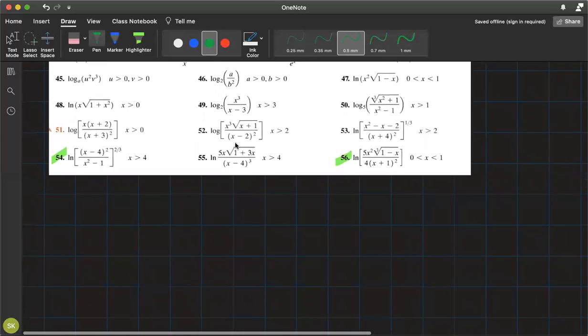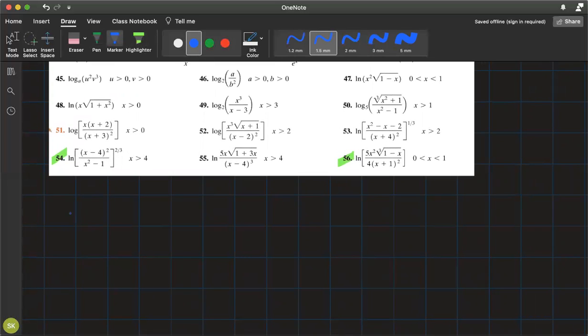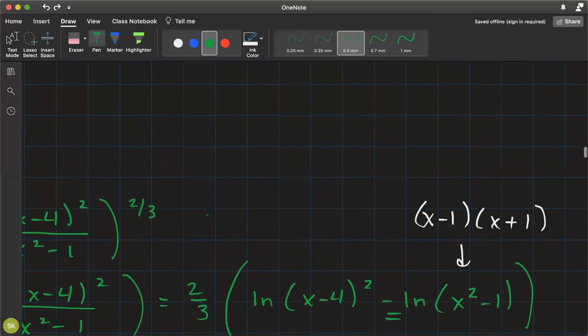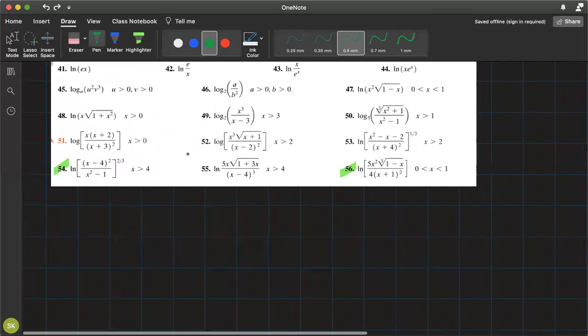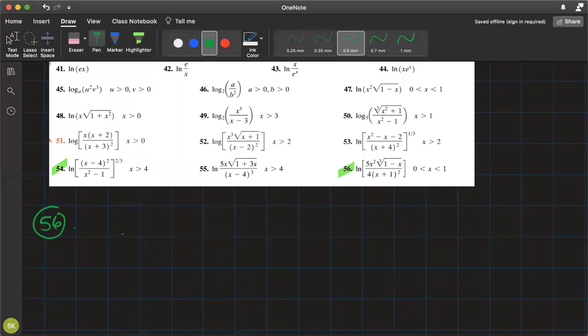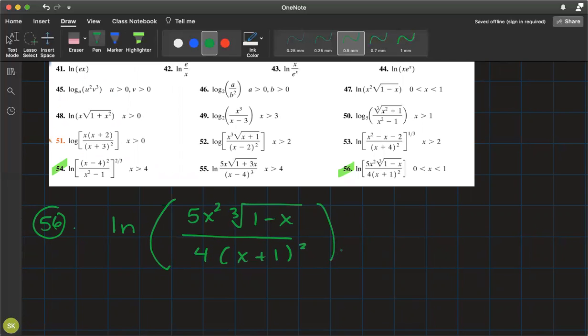The problem, oh, it looks complicated. This is 56. Okay, here we are. So 56 is the ln of 5x squared, the cubic root of 1 minus x over 4x plus 1 squared. Now definitely try to do this one on your own. Pause the video and see if you can break it down as far as possible.